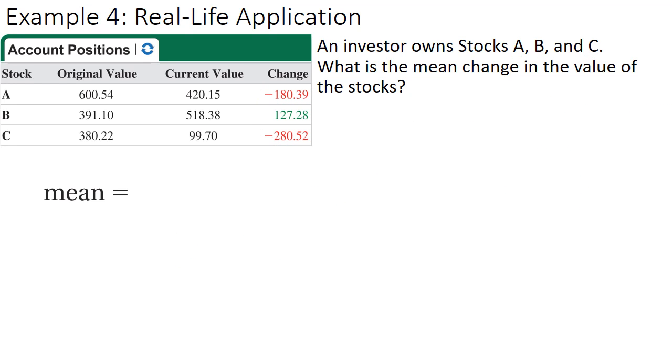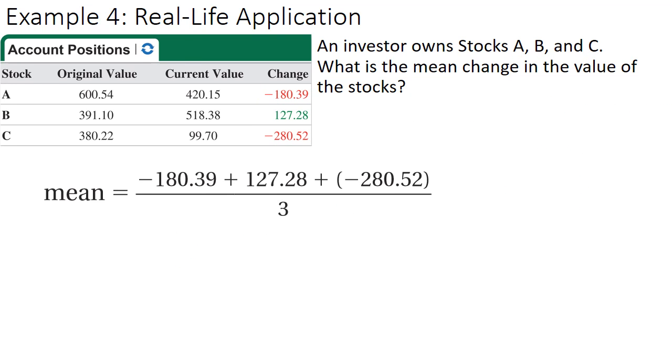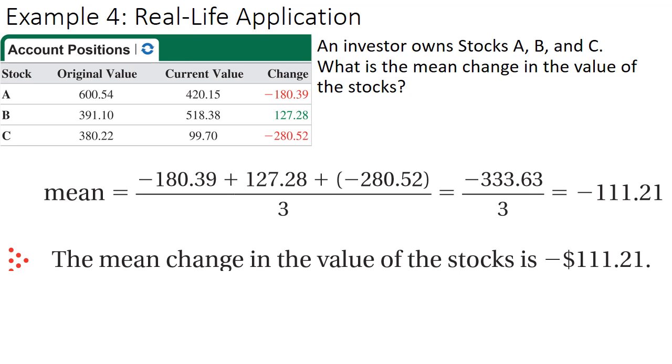So again, the way that we set this up for our mean is we took those numbers and we added them together and we divided them by 3. As we did that, we ended up with negative 333.63 divided by 3, which gave us negative 111.21, which means the mean change in the value of the stocks is negative $111.21.